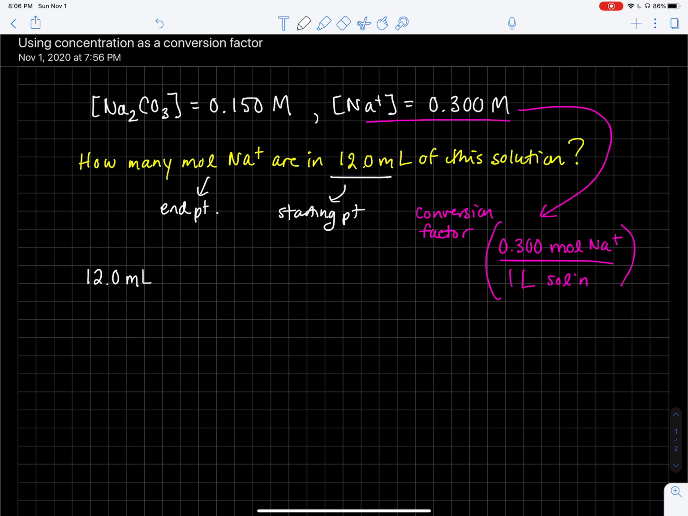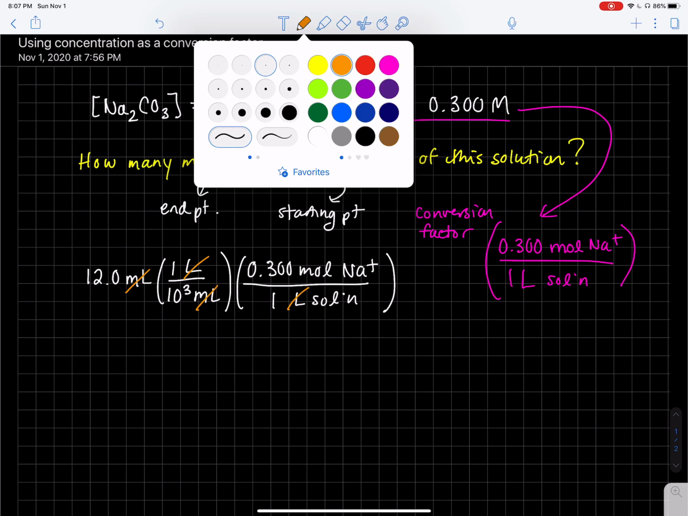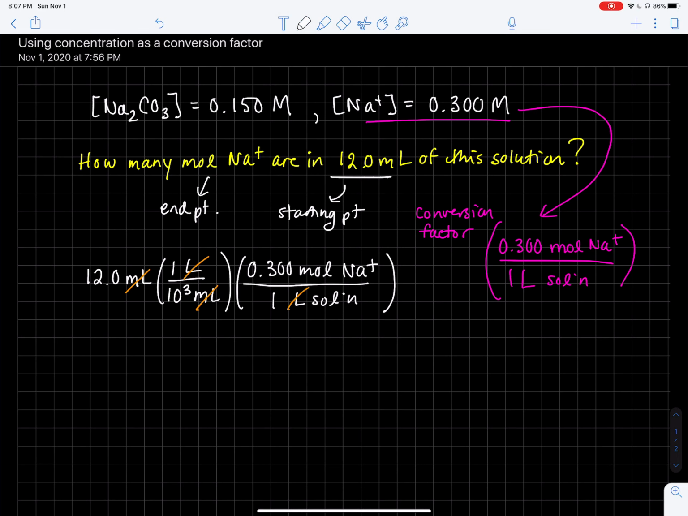When we're using concentration and molarity, we need to convert milliliters to liters. So this is one way to do it. And then we use our conversion factor. And we want to get rid of liters, so we leave liters on the bottom. That gives us moles of sodium plus on the top. And if we go through and do this, our milliliters will cancel, all liters will cancel, and we have moles of sodium left, which is what we wanted to get.